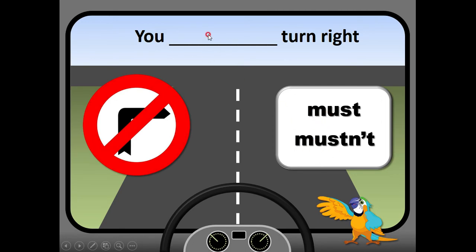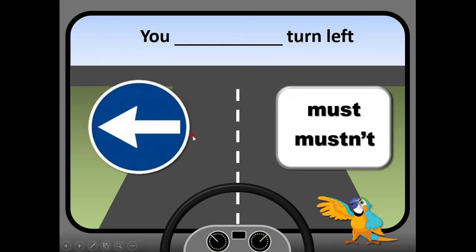You have to choose or say whether to use must or mustn't. You turn right. Look at the sign here. Do you think you are allowed or not allowed? Yes, exactly. You are not allowed. So you are prevented. The correct answer is to say mustn't. You mustn't turn right. The next one, look at the sign.